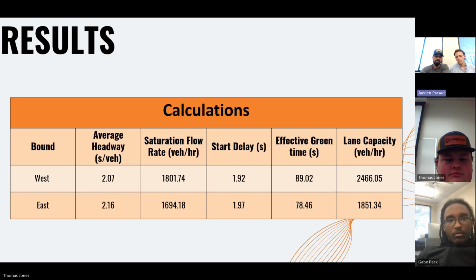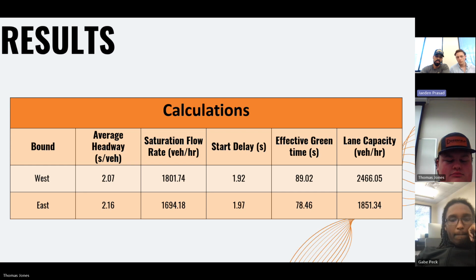From our results, we found for the westbound, the average headway was 2.07 seconds per vehicle. The saturation flow rate was 1801 vehicles per hour, the start delay was 1.92 seconds, the effective green time was 89.02 seconds, and the lane capacity was 2466 vehicles per hour.